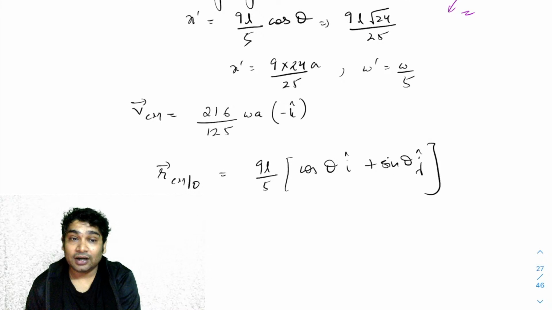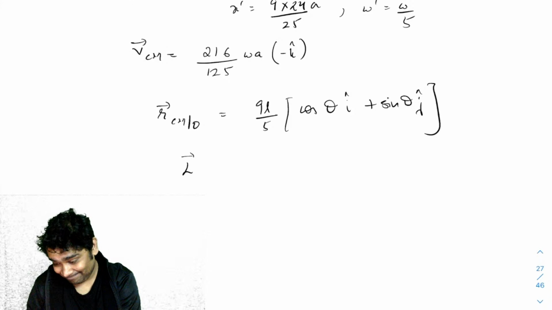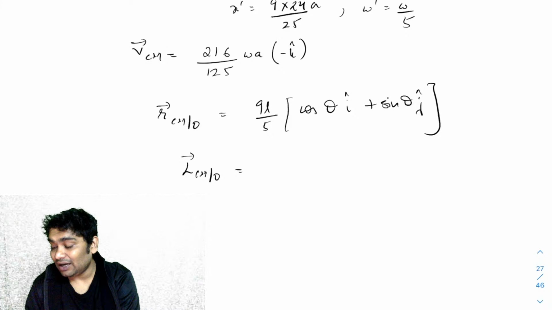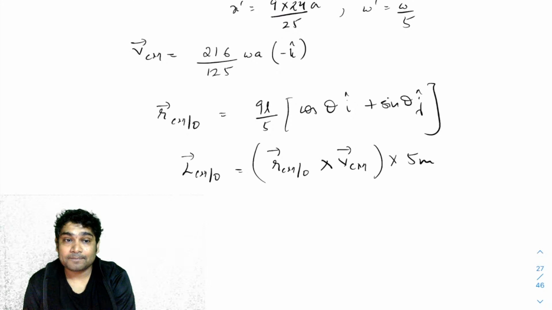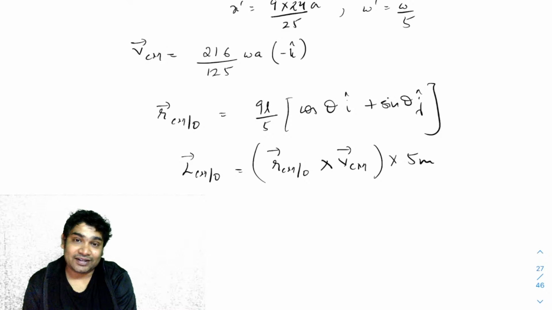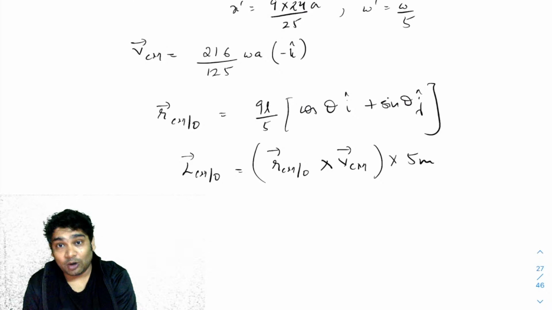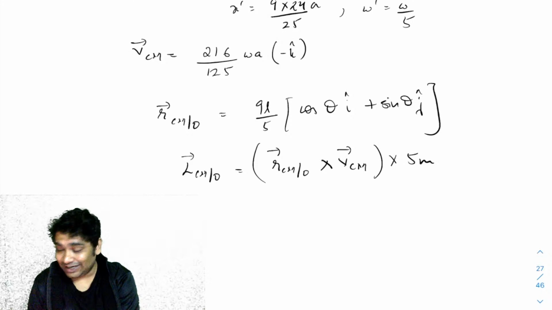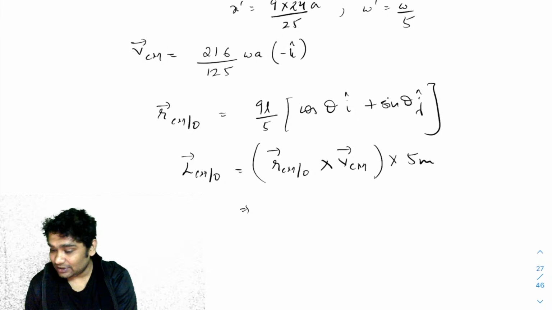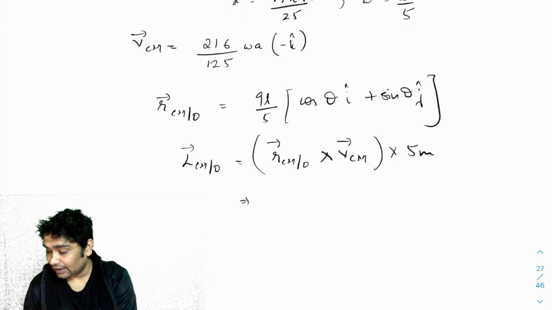Correct? Now I know angular momentum of CM with respect to O is nothing but R of CM with respect to O cross VCM times M times the total mass, which is 5M. Okay, I hope you remember this. This is how you calculate the angular momentum of a point mass about a fixed point. So CM is essentially a point mass. So for finding the angular momentum of point mass, all you need to do is M R cross MV, right? So M I have taken out, and this is what I have. Try and calculate this.